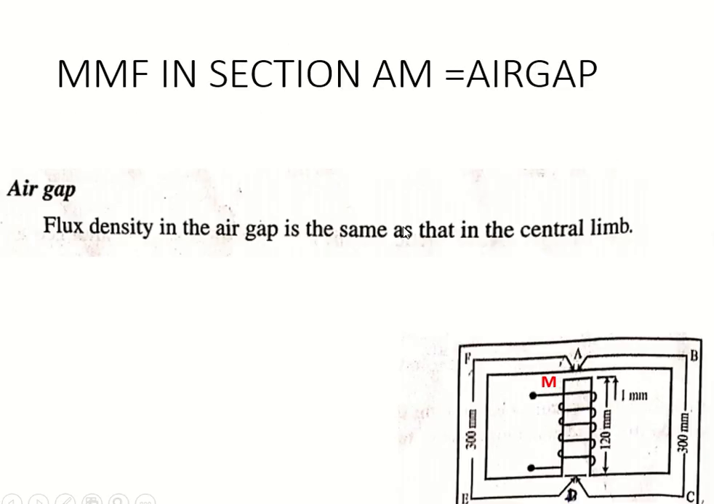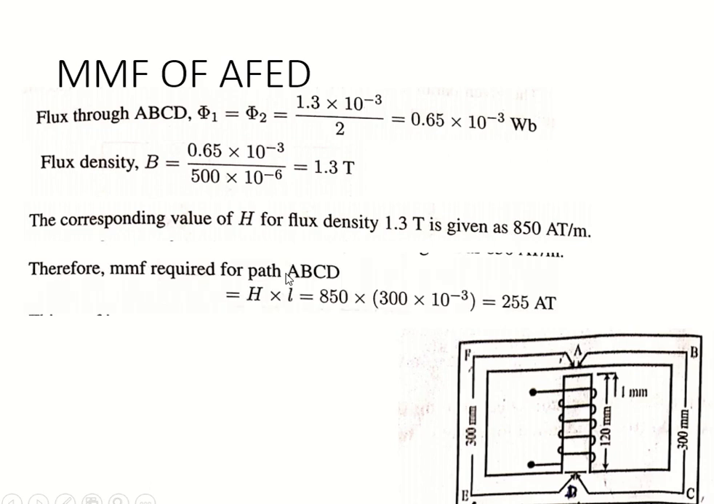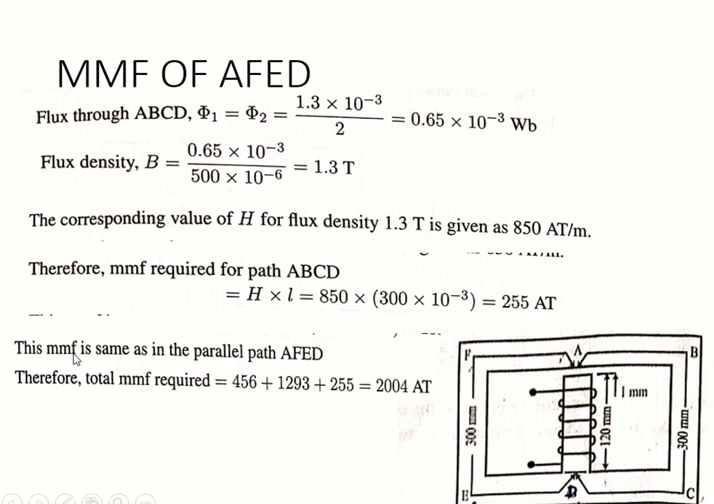So you have to take the value. Corresponding to this flux density, the field intensity is 850 ampere turns per meter. So H you got. Once you got H, what will be the MMF, H into length? Length is 300 millimeter into H is 850. So total is 255 ampere turns. Since the MMF is the same in the parallel path, the opposite parallel path also, that is A, B, C, D, this path, both are the same.